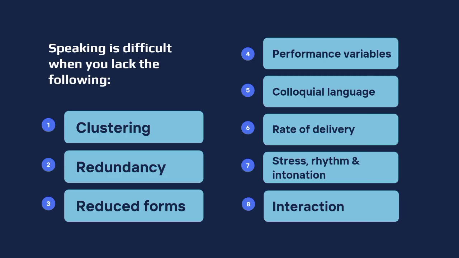Speaking is difficult when you lack the following. First, clustering. Second, redundancy. Third, reduced forms. Fourth, performance variables. Fifth, colloquial language. Sixth, rate of delivery. Seventh, stress, rhythm, and intonation. And lastly, interaction. To conclude, as a speaker, speaking is effective and powerful when you have self-confidence.